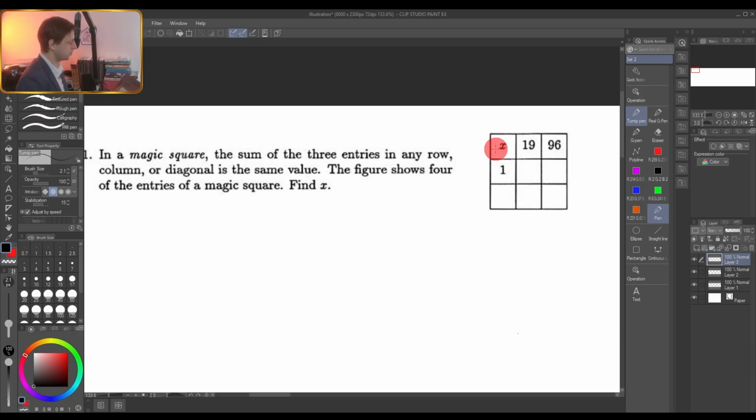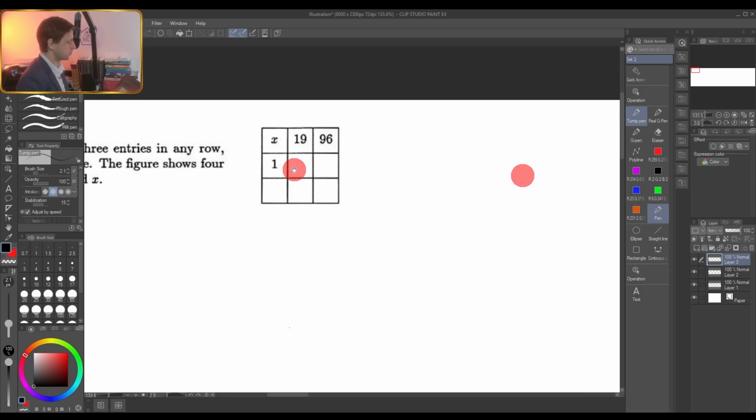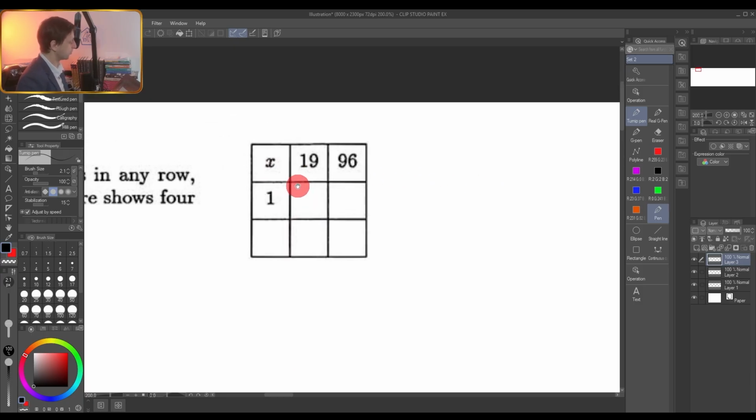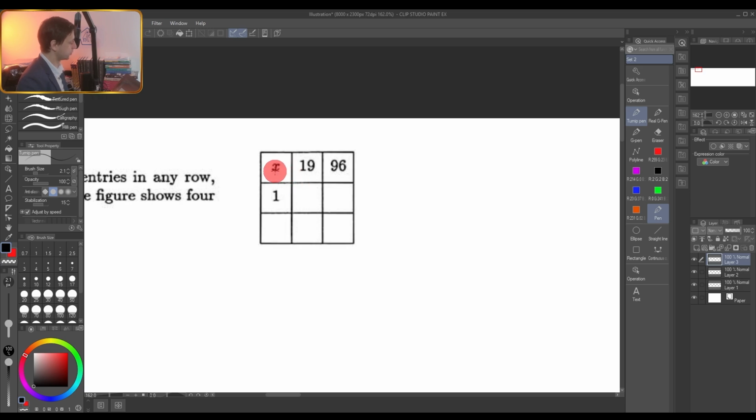You are provided here 4 different numbers: x, 19, 96, and 1. Obviously, x is unknown, and you need to find x. As simple as that. When we try to find x, we need to use some reasonable approach. For example, if we write that the sum of numbers in this row and in this row are the same, it will give us simply nothing. We should always understand what row and column to use in each step.